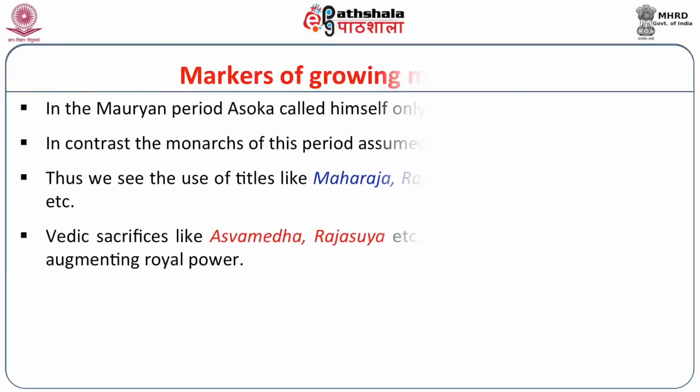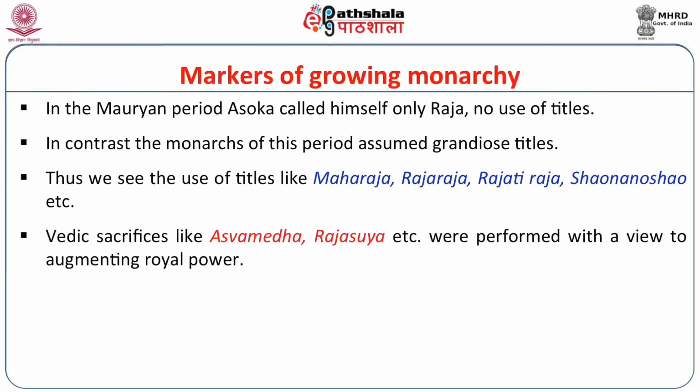So Kanishka was known as Shahanushahi Kanishka Kushana. Another very interesting feature of this period, which shows growing monarchical formation, is that Vedic sacrifices like Ashwamedha, Rajasuya, etc. were performed with a view to augmenting royal power. The Ashwamedha sacrifice, as you know, is a projection of the power of the ruler.